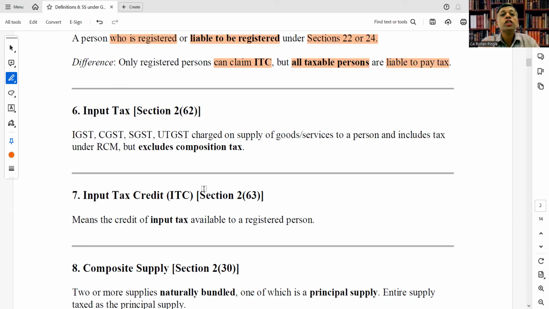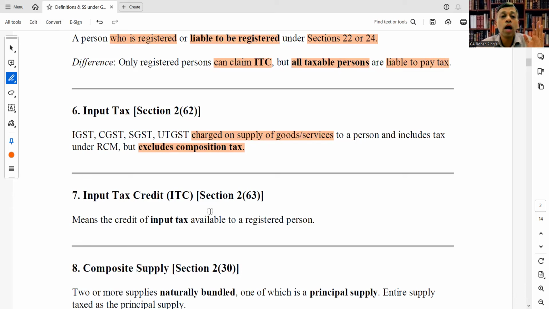IGST, CGST, UTGST charged on supply of goods or services to a person and includes tax under RCM but excludes composition tax. What it includes is tax under RCM. Means when you pay tax under RCM, you can claim that ITC, but it excludes composition tax. Means if you are covered under composition tax, you can't claim ITC, or that can't be said to be an input tax. So what is input tax?